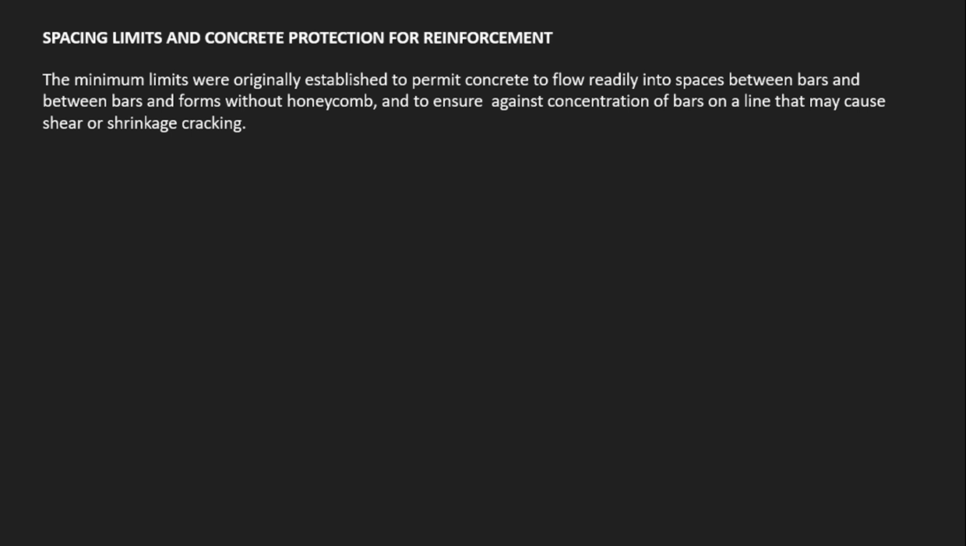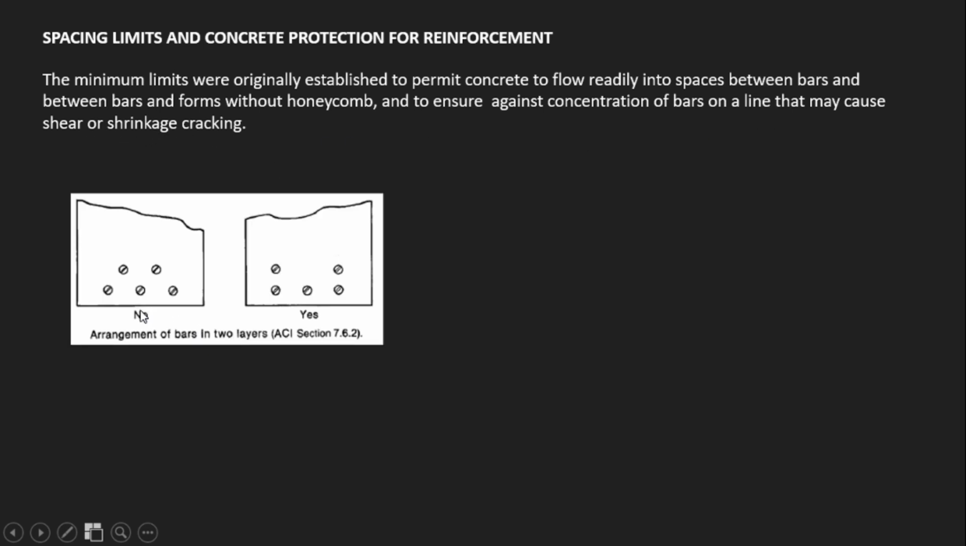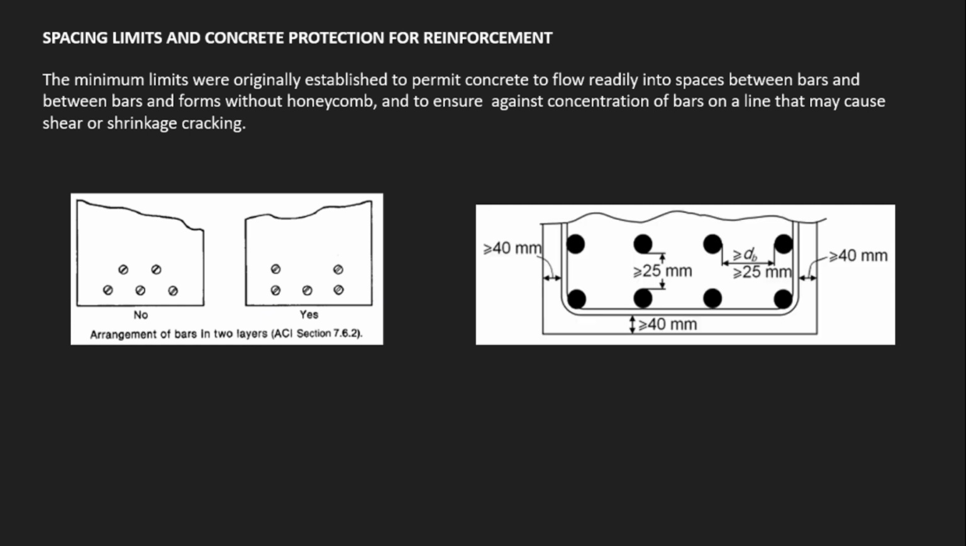And for our last topic in this presentation, we have spacing limits and concrete protection for reinforcement. Very important too. The minimum limits were originally established to permit concrete to flow readily into spaces between bars and forms without honeycomb, and to ensure against concentration of bars on a line that may cause shear and shrinkage cracking. So our arrangement of steel bars should be like this, not like this. It should not be windowed. If we have 2 or more layers, we also have concrete cover.